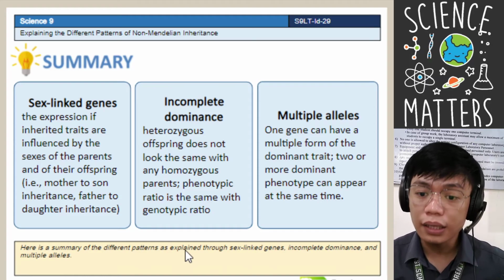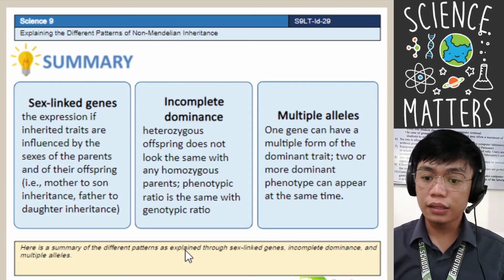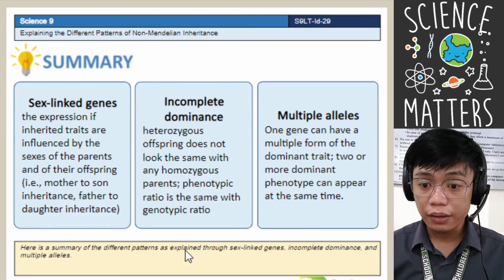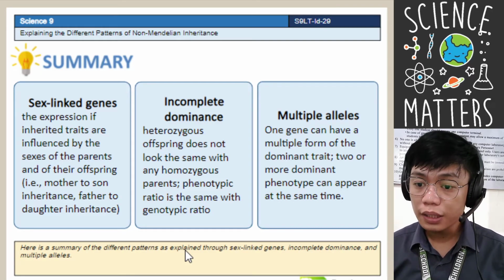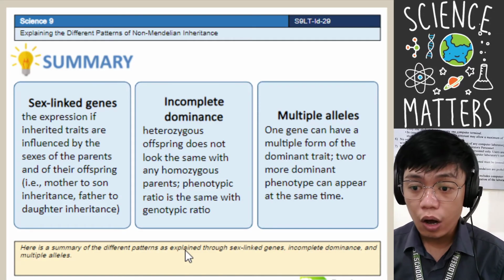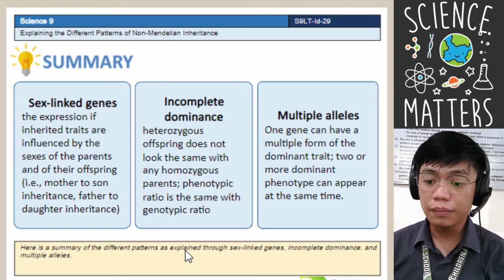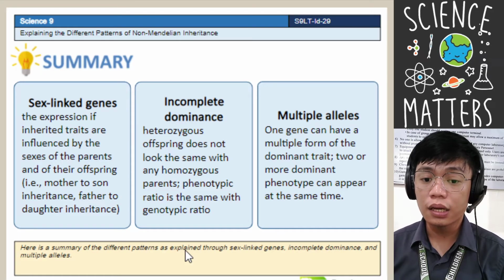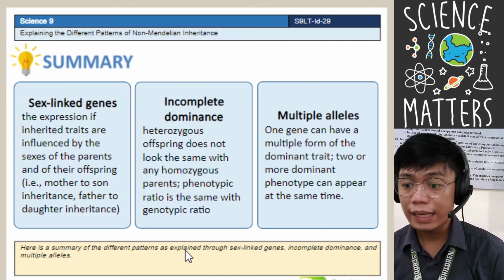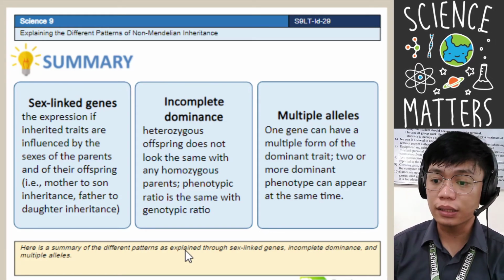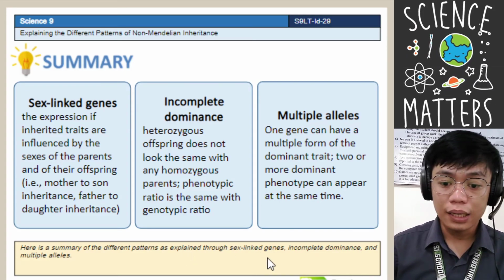Okay? In summary, sex-linked genes is the expression where the inherited traits are influenced by the sex of the parents or of their offspring. Okay? When we say incomplete dominance, the heterozygous offspring does not look the same as the homozygous parent. Phenotypic ratio is the same as genotypic ratio. So when we say multiple alleles, one gene can have multiple forms of the dominant traits. Two or more dominant phenotypes can appear at the same time.